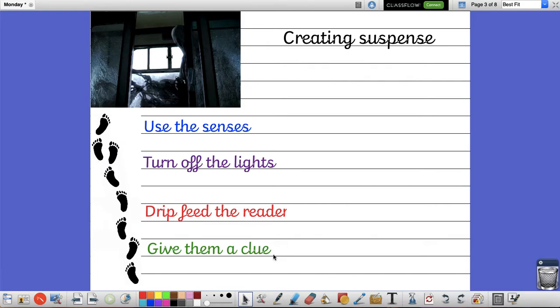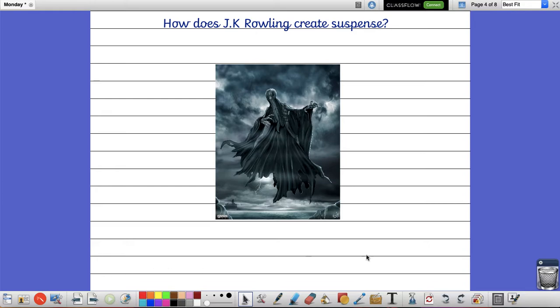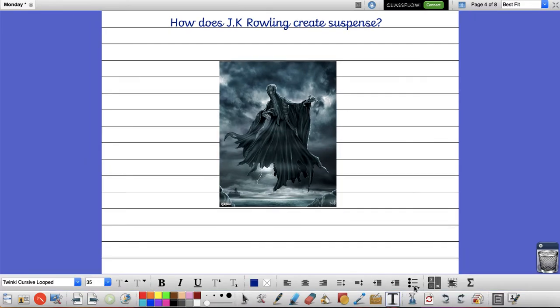So, how does J.K. Rowling create suspense with the Dementors? So we need to have a think about this now, and we can work together on this now as well, of how does she create suspense with the Dementors. So the Dementors are something that are quite unknown, and we know that they're unknown because they're masked. We don't know actually what is behind these masks.